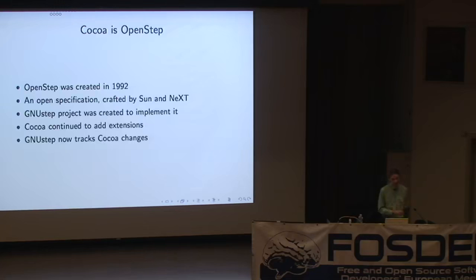Well, it turns out Cocoa, although it's a proprietary implementation, is an implementation of an open specification. And this was a collaboration between Sun and Next way back in 1992. And if you notice the NS prefix on all of the classes in Cocoa, that stands for Next and Sun. The old Next stuff used NX.